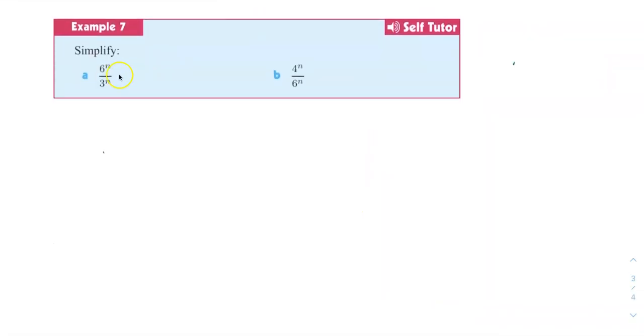Next, we want to simplify this. What you're not supposed to do here is just reduce it. What you're supposed to do is combine it. They both have an n power, so you combine it to 6 over 3 to the n, which then reduces to 2 to the n. So that's how you do that one.